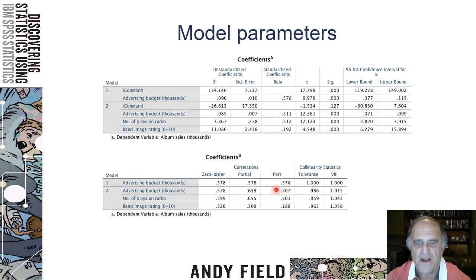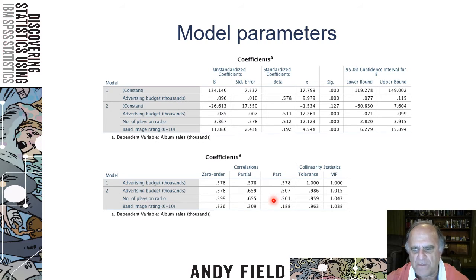It's actually a little bit higher. This is the correlation when we correct just the X variable for the contribution of the other X variables. It's basically taking the residual of the X variable and looking to what extent it correlates with the Y variable. So you can see that this one's going to go down. And again, this would be the correlation of the advertising budget with album sales once you control for the contribution of number of plays on the radio and band image rating.